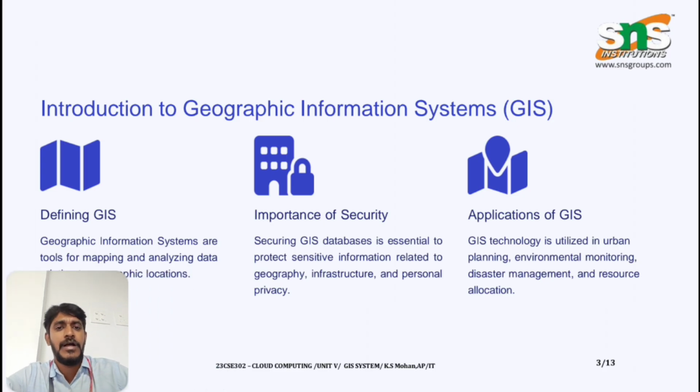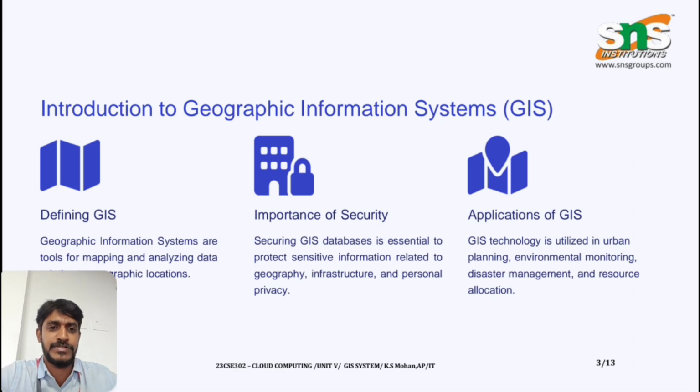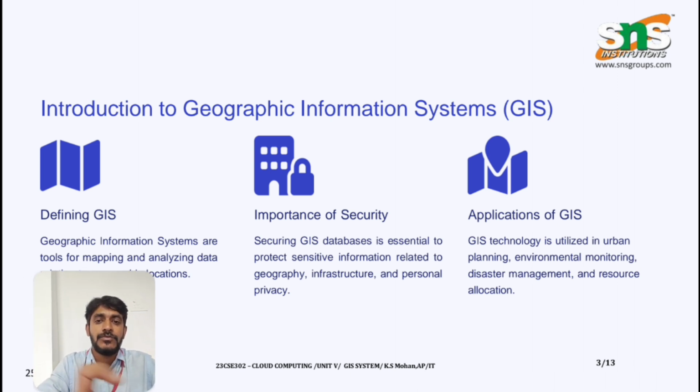In the introduction part, GIS is a tool for mapping and analyzing data related to geographical locations. Then the importance of security: we all know the importance of security. Security is more important in the database, essential to protect sensitive information related to geography, infrastructure and also personal information.